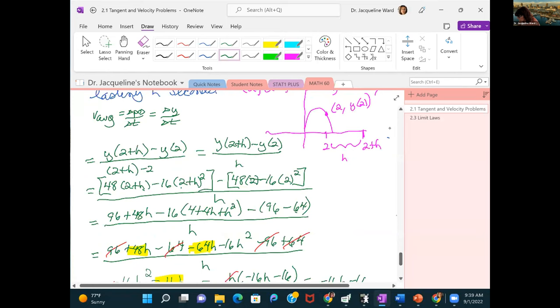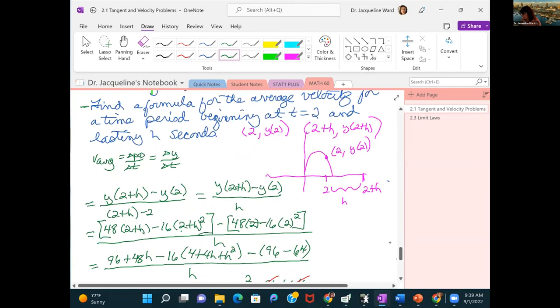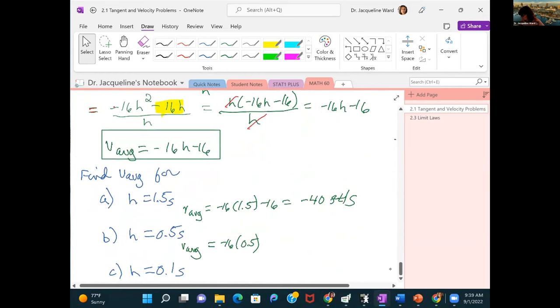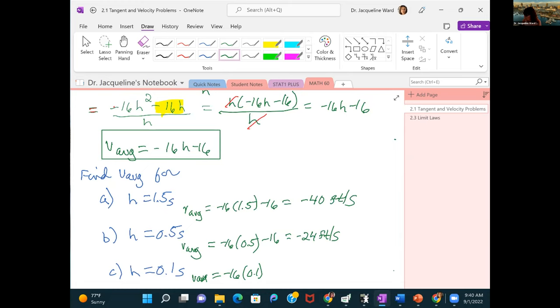And so, again, coming back to this graph, after a second and a half, you can imagine that slope is pretty steep and it's negative. That's the average velocity between the two. And after half a second, it'll be 3.5, and this is negative 24 feet per second. After a tenth of a second, that's negative 1.6 minus 16, which is minus 17.6.